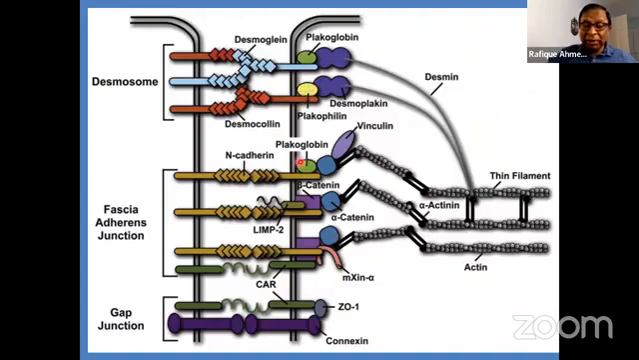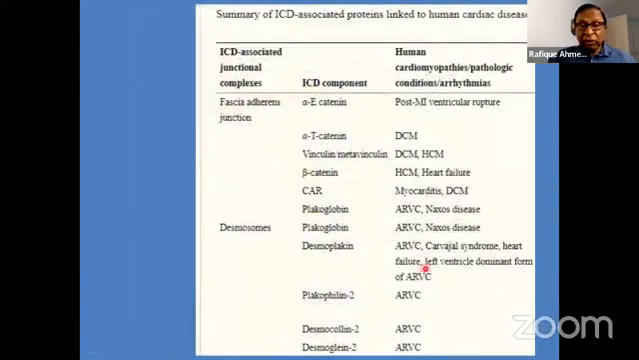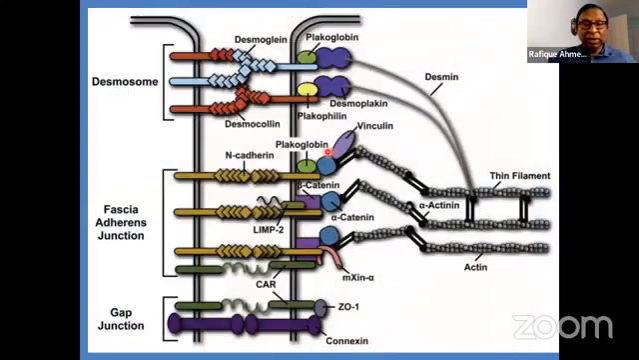If there is a problem, that is what is connected to arrhythmogenic right ventricular dysplasia. And then desmoglein, arrhythmogenic right ventricular dysplasia, dilated cardiomyopathy, catenin. So these are all the things that we are finding out now. And the importance of finding out about this and knowing about these things is that we can then target the therapy of this.